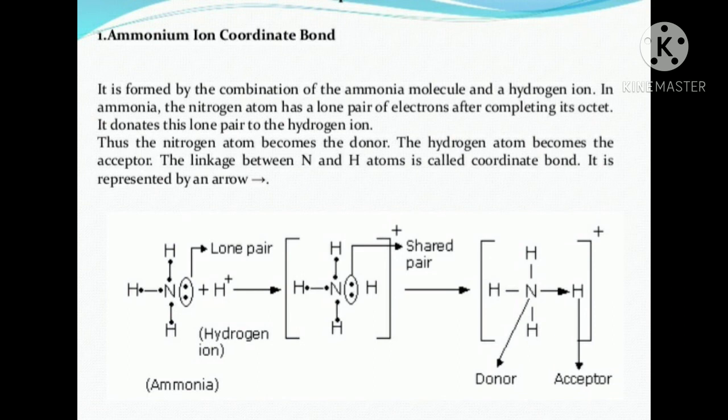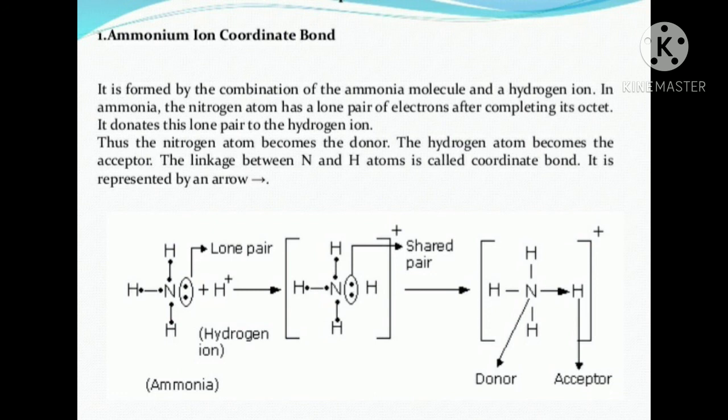Here we are going to discuss the formation of ammonium ion when ammonia in aqueous solution forms ammonium ion. It is formed by the combination of an ammonia molecule, where the nitrogen has one lone pair of electrons. After completing its octet, it donates this lone pair to the hydrogen ion.